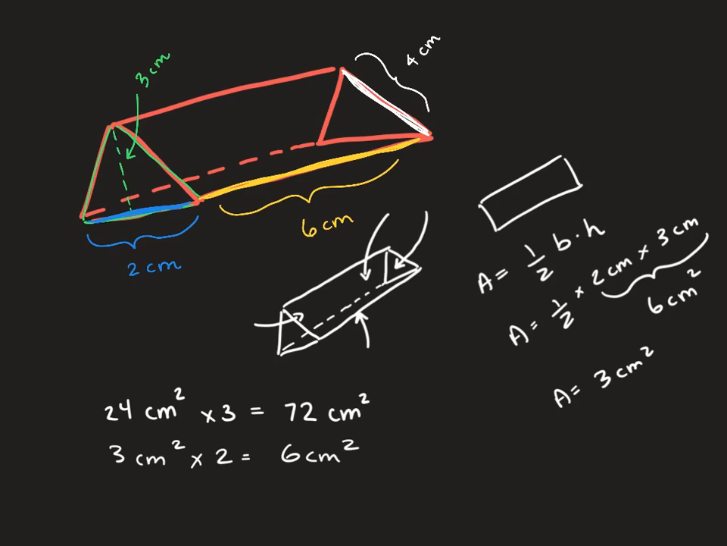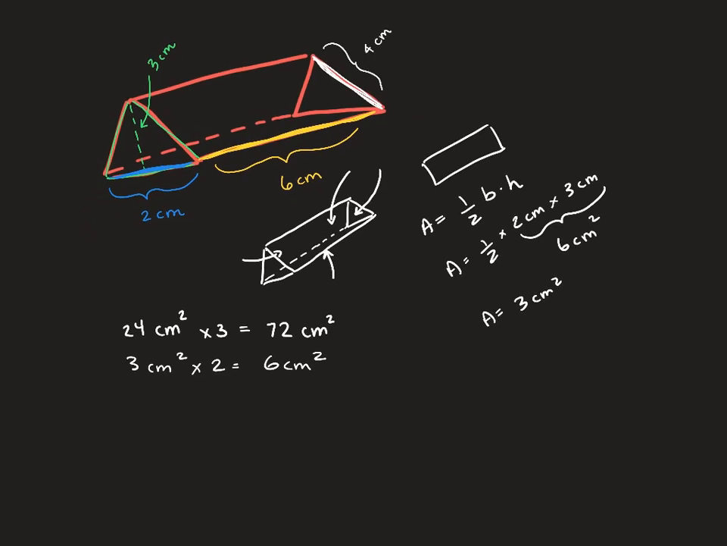And that's it. If I calculate this correctly, now I have to add these two to get the whole surface area. That's going to be 72 plus 6, which is going to be 78 square centimeters.